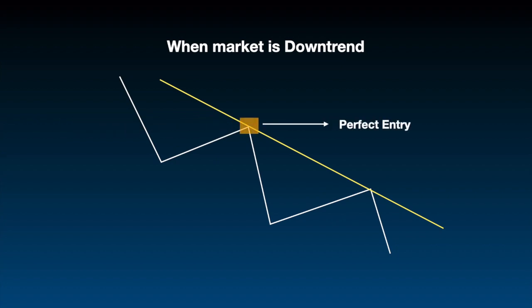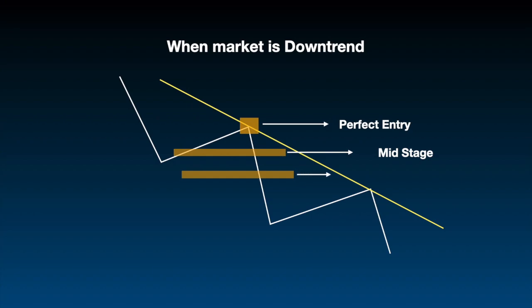Now the second area where you can enter the trade is at the midpoint. This is the area where you are entering a little late, but still taking a trade at this location is okay. Now the third is at the later stage when the market is already moving. These are the only three places where we can take a trade in a trendy market.